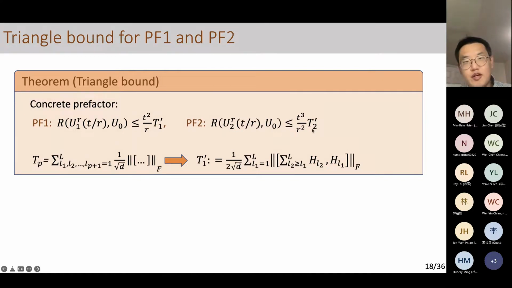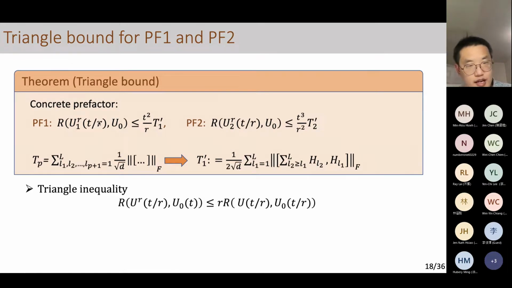For the second order product formula method, the result is also similar. I didn't show it here because it's quite complex. Here we call them the triangle bound. That's because in this error analysis, we first analyze the error in one segment, I mean the small time evolution, then use the triangle inequality to upper bound the long time evolution. So that's why we call it the triangle bound. The error may grow linearly with the number of segments.